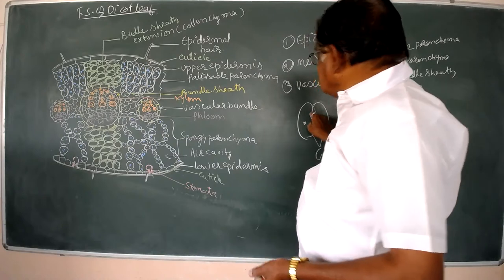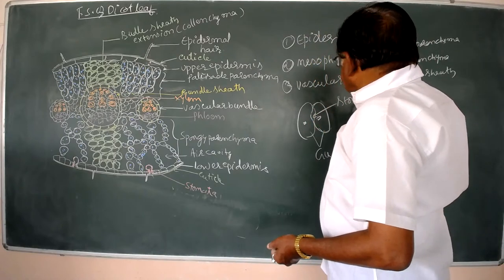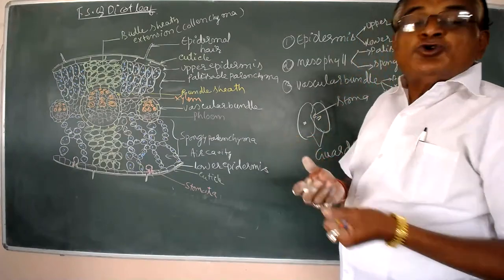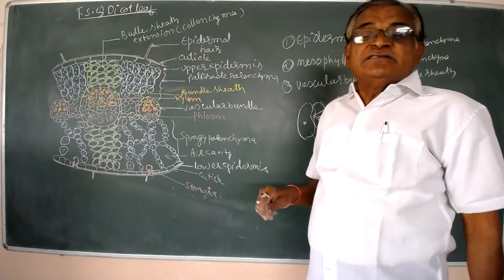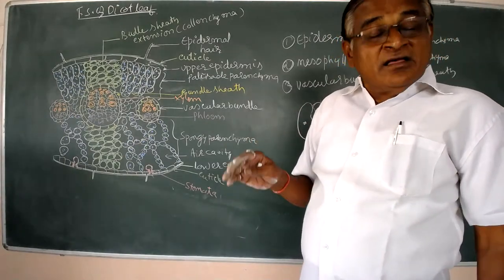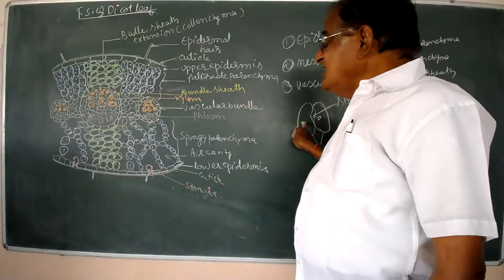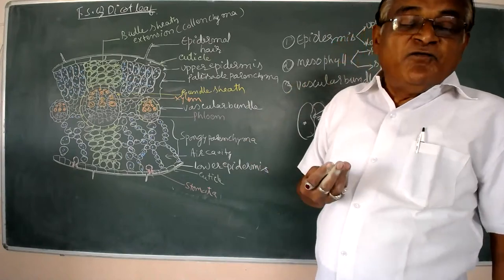These two guard cells guard the stoma. This is the stoma. Stoma means the opening. So the stoma will be guarded by two bean-shaped cells. They are kidney-shaped cells, called guard cells. These guard cells guard the opening, and it helps in the transpiration of water.